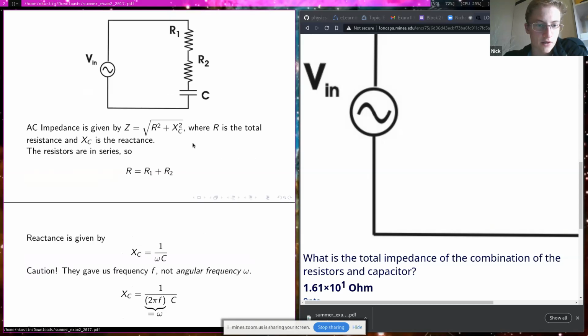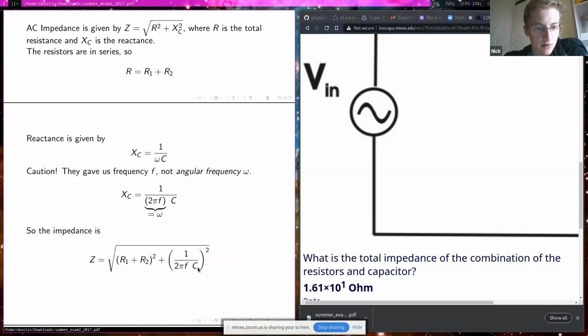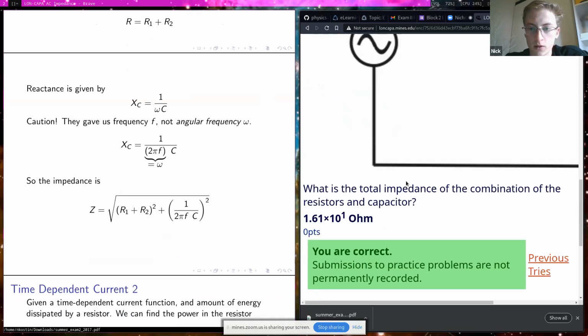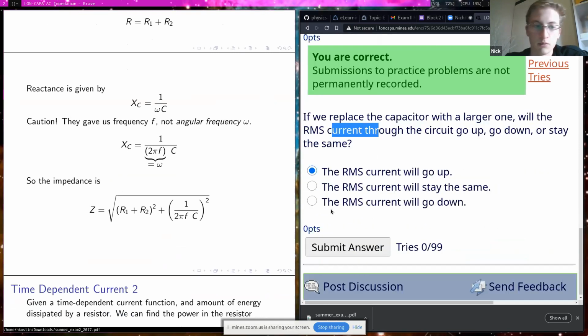If I have a larger capacitance and I look at my formula in the end here, capacitance is on the denominator. So if I have a larger capacitance, then this quantity in parentheses is going to be decreasing, right? Because capacitance is on the bottom. If I have a larger quantity on the bottom, that quantity in parentheses is going to decrease. So I'm not adding as big of a value, so my total impedance is also going to go down. My impedance goes down, and hence my RMS current goes up.